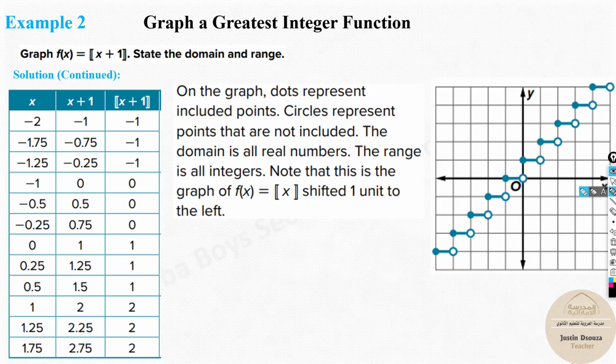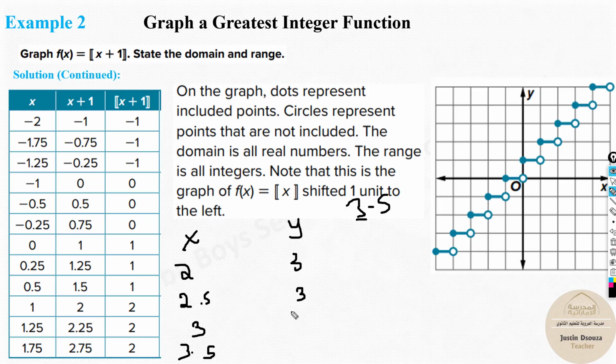I know it looks complicated, but if you understand the gist of it, now just take some values. X as 2, 2.5, 3, 3.5. This much is enough. Put it in the equation. You're just adding 1. So add 1 to 2, it will be 3. So 3 is a whole number, so y is 3. Now what if you add 2.5 and 1? It will be 3.5. Take the integer only, it's 3. 3 plus 1 is 4, it will be 4. 4.5 will be 4 itself.